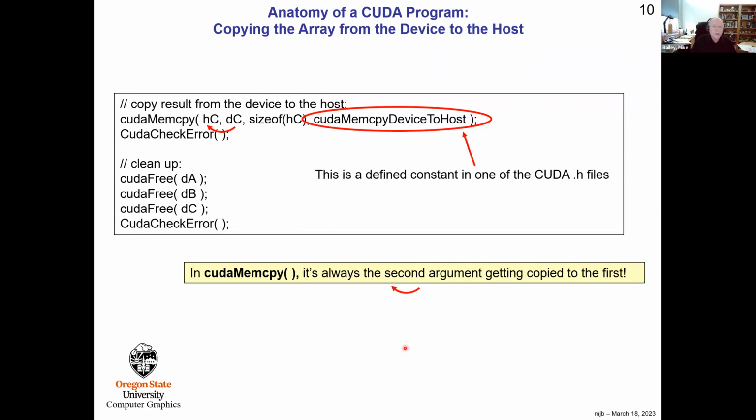And if we wanted the results back, and here we're doing timing, but if we actually were doing useful work and we wanted the results back, we would do another mem copy. Again, second argument goes to first argument. And here's how you clean everything up.